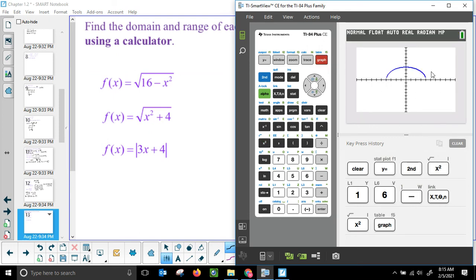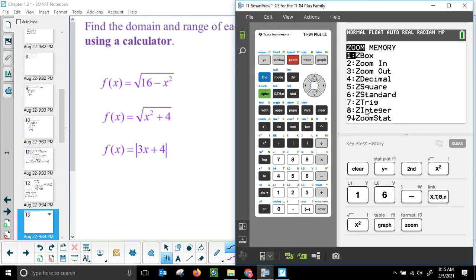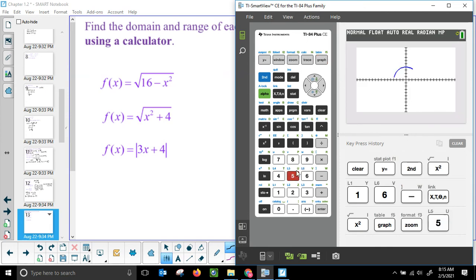Okay, so it looks just like a little semicircle. You can actually zoom square this thing if we want to make it look nicer and prettier. Now it looks like it doesn't quite go down and touch the x-axis, but it actually does if you want to test those kind of endpoints, if you will. This is -4, this is +4.